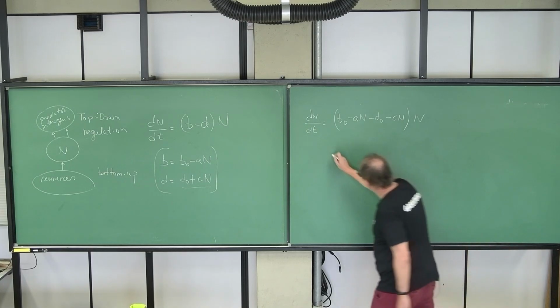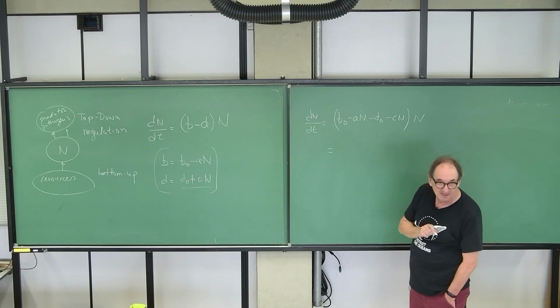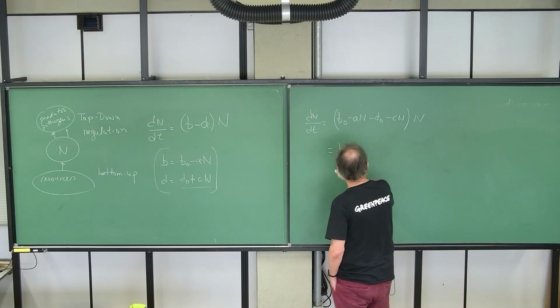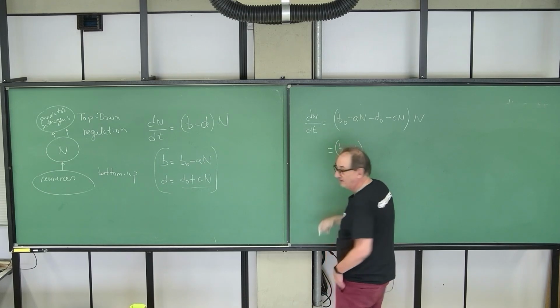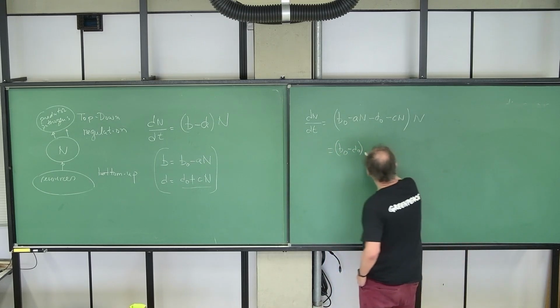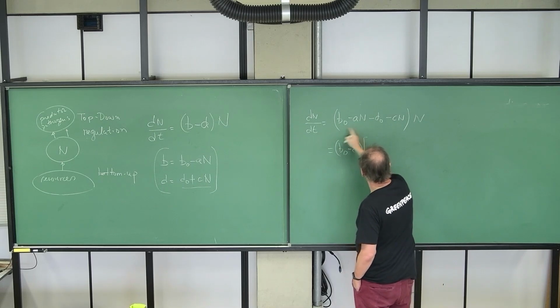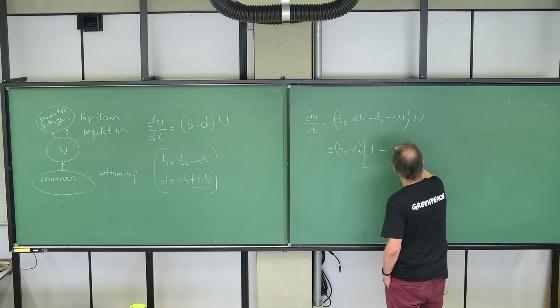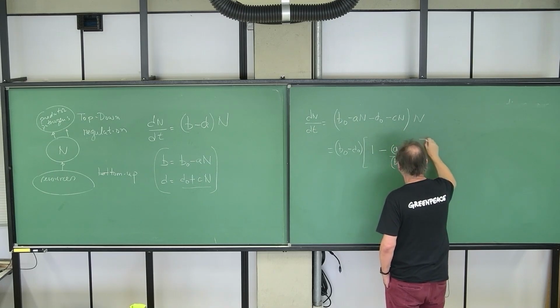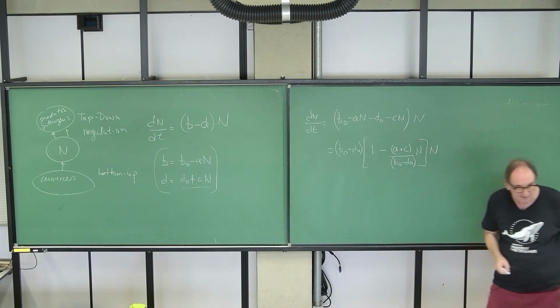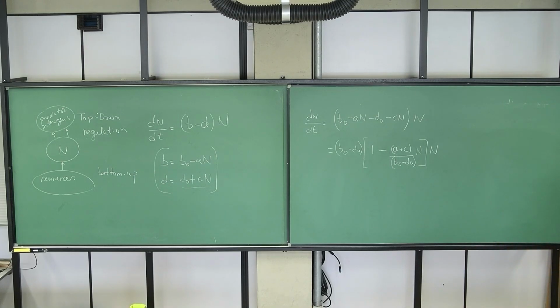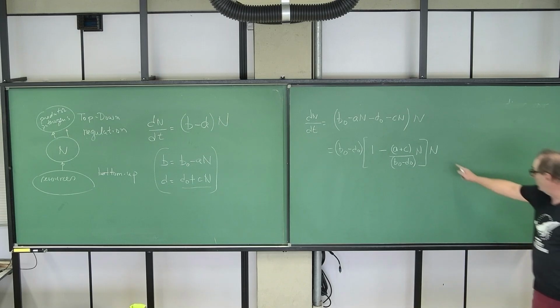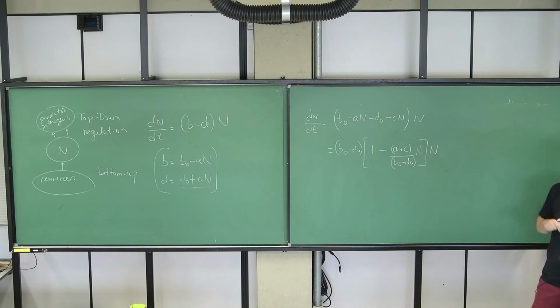Now, a middle bit of algebraic manipulation. I will put into evidence B0 minus D0, which is our old R. Okay? And then, if I put this into evidence, I will have 1 minus (A plus C) divided by (B0 minus D0) times n, times n. Notice that this equation is not linear anymore because you have a square here. N times n. It's non-linear.